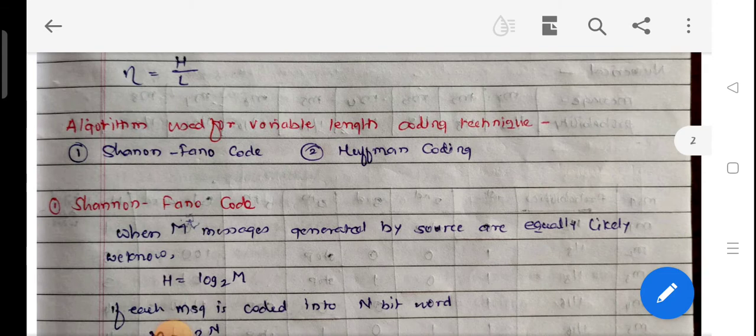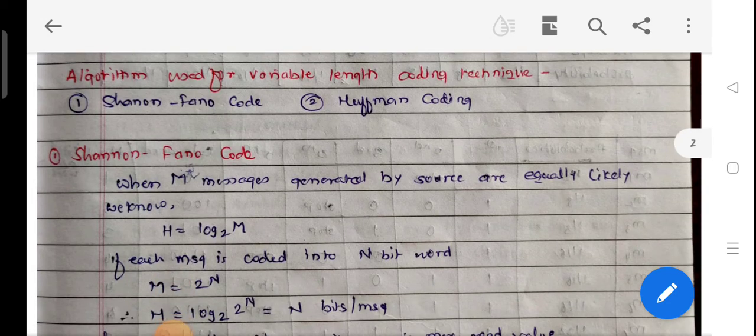Now we will see different methods of source coding technique. The first method in the syllabus is the Shannon-Fano code method, so we will see that coding method first. So the first method of source coding is the Shannon-Fano code method.